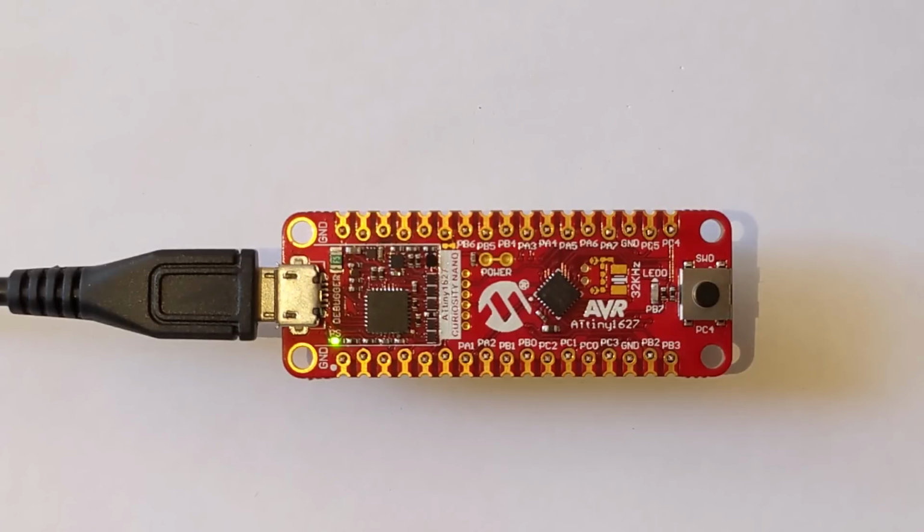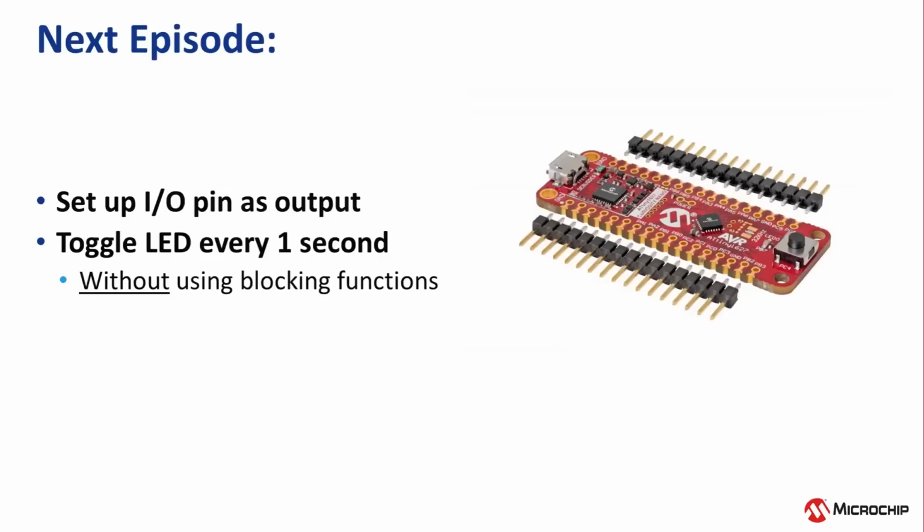Congratulations, you have successfully made your first bare metal program. In the next two videos, we will look at ways to blink the onboard LED without using the blocking delay function. The first will be by polling a timer interrupt status flag, and the other will be by only using interrupts, both of which are non-blocking.